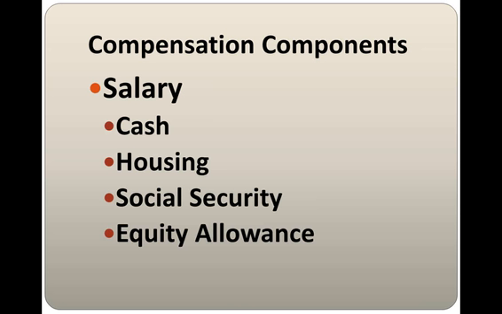So salary is one of the 4 components of compensation packages, and you've got 4 areas to consider: cash, housing, Social Security offset, and an equity allowance. The second portion of this that we want to talk about in this video training is benefits.